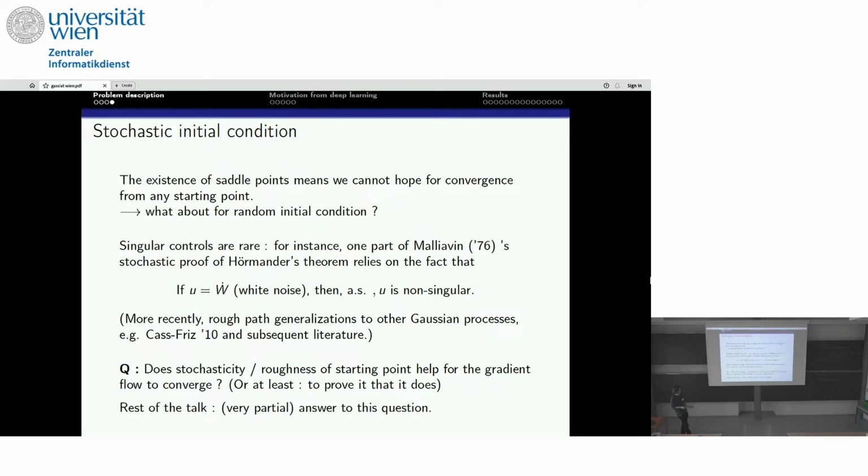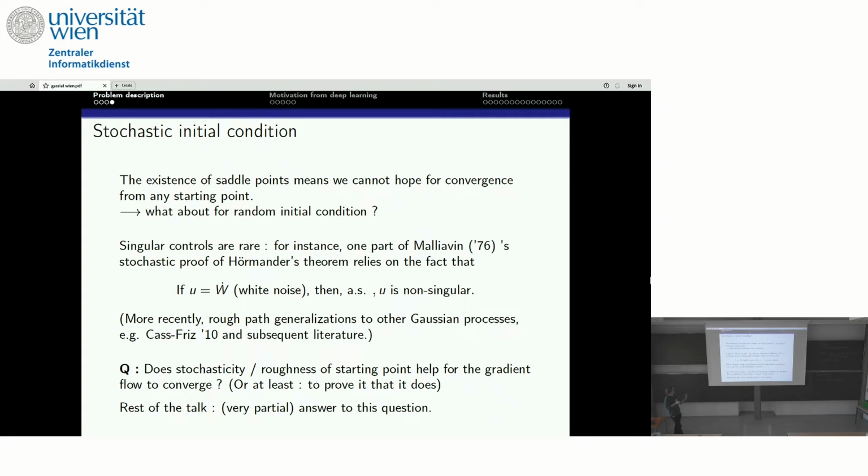So basically the goal of this project is to look at this question of control of this gradient flow for the control problem, starting from a stochastic initial condition, and hoping to use the roughness of the initial condition to prove the convergence of the gradient flow.